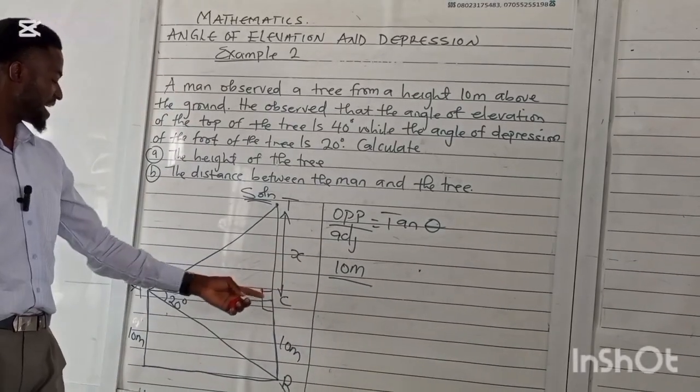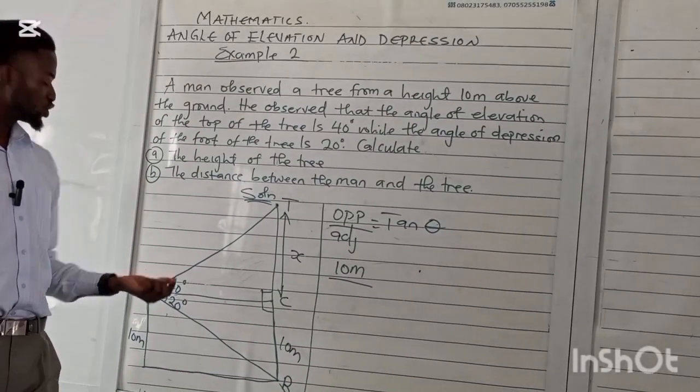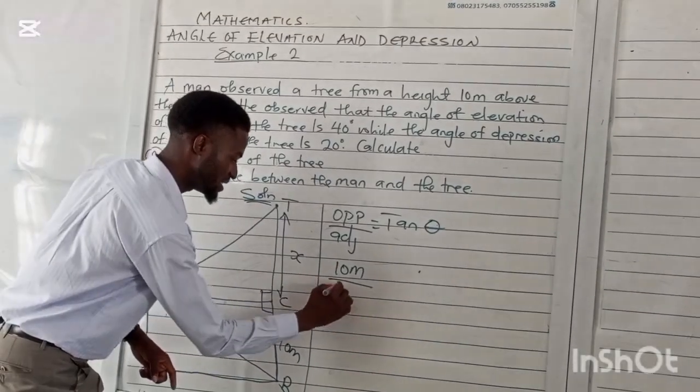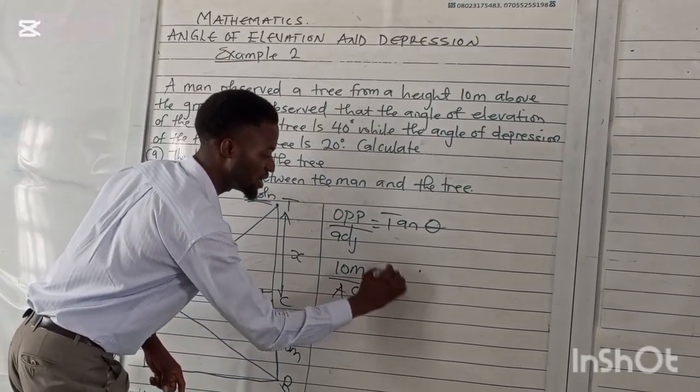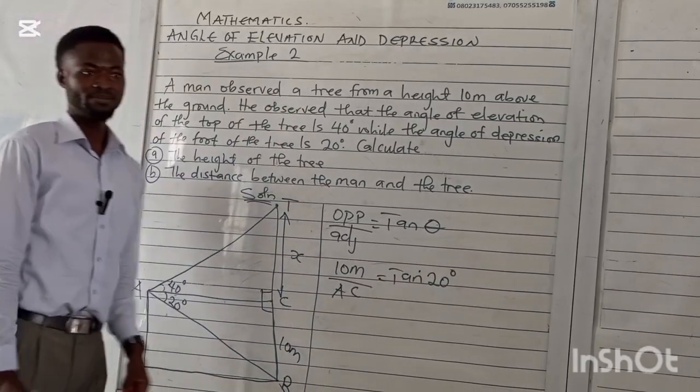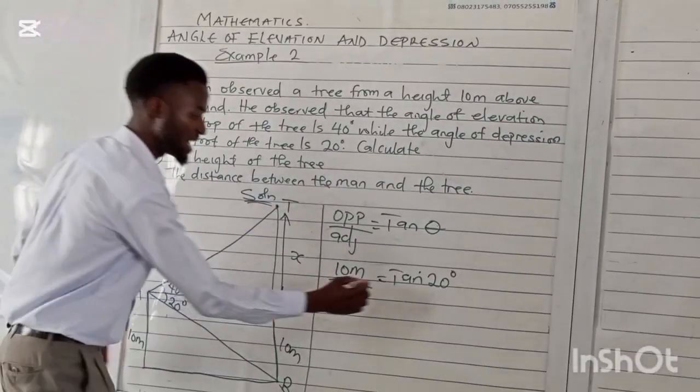What is going to be our adjacent? Our adjacent we don't know. So we can represent it with AC. So we can say this is AC, which is equal to tan 20 degree.